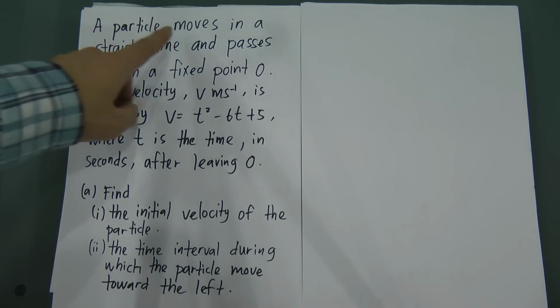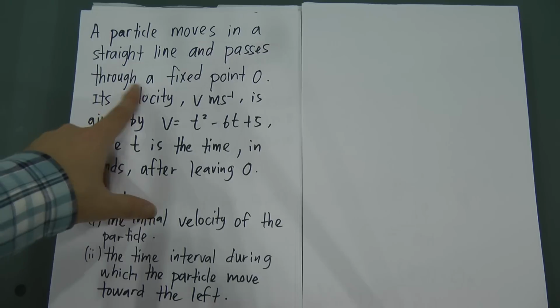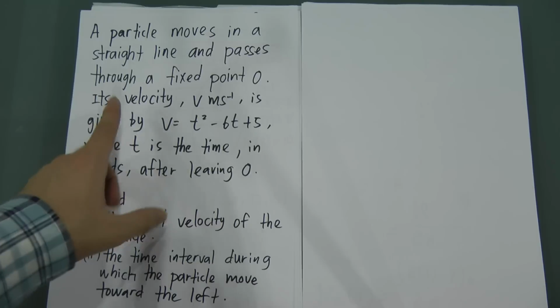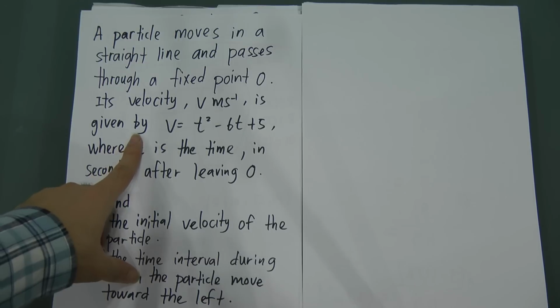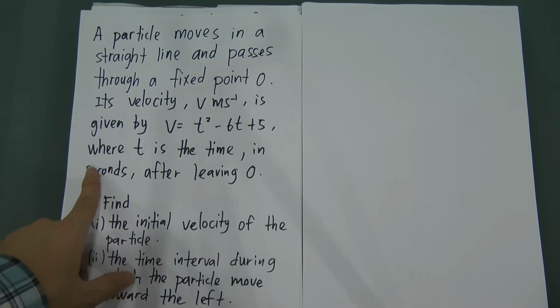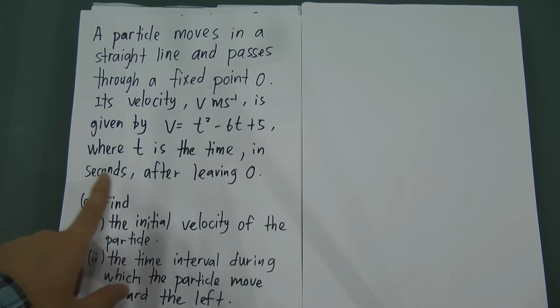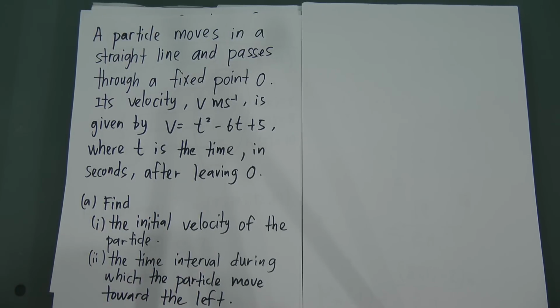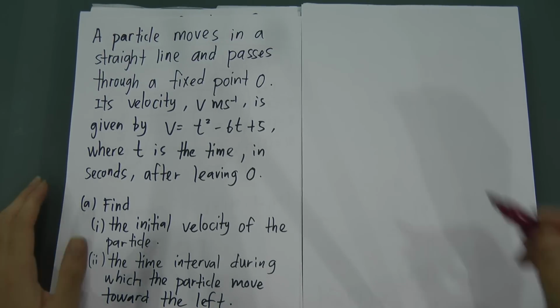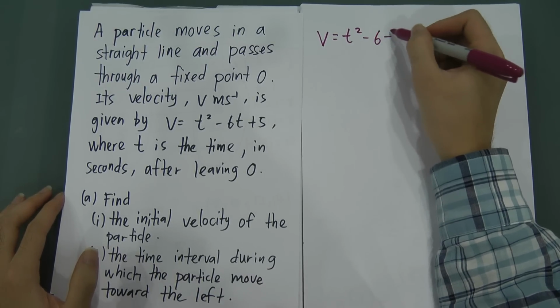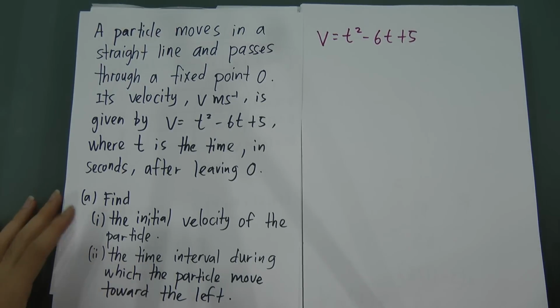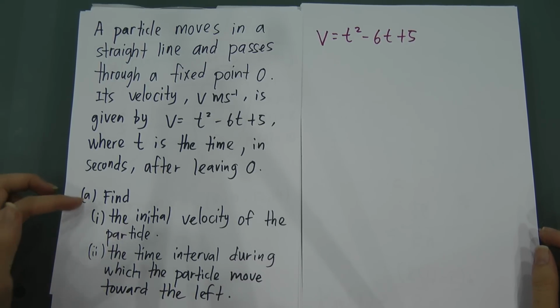You see, a particle moves in a straight line and passes through a fixed point O. Its velocity v ms^-1 is given by v equal to t squared minus 6t plus 5, where t is the time in seconds after leaving O. First, when you see this kind of question, write down the equation given here: v equal to t squared minus 6t plus 5. Then only we start to look at part 1.